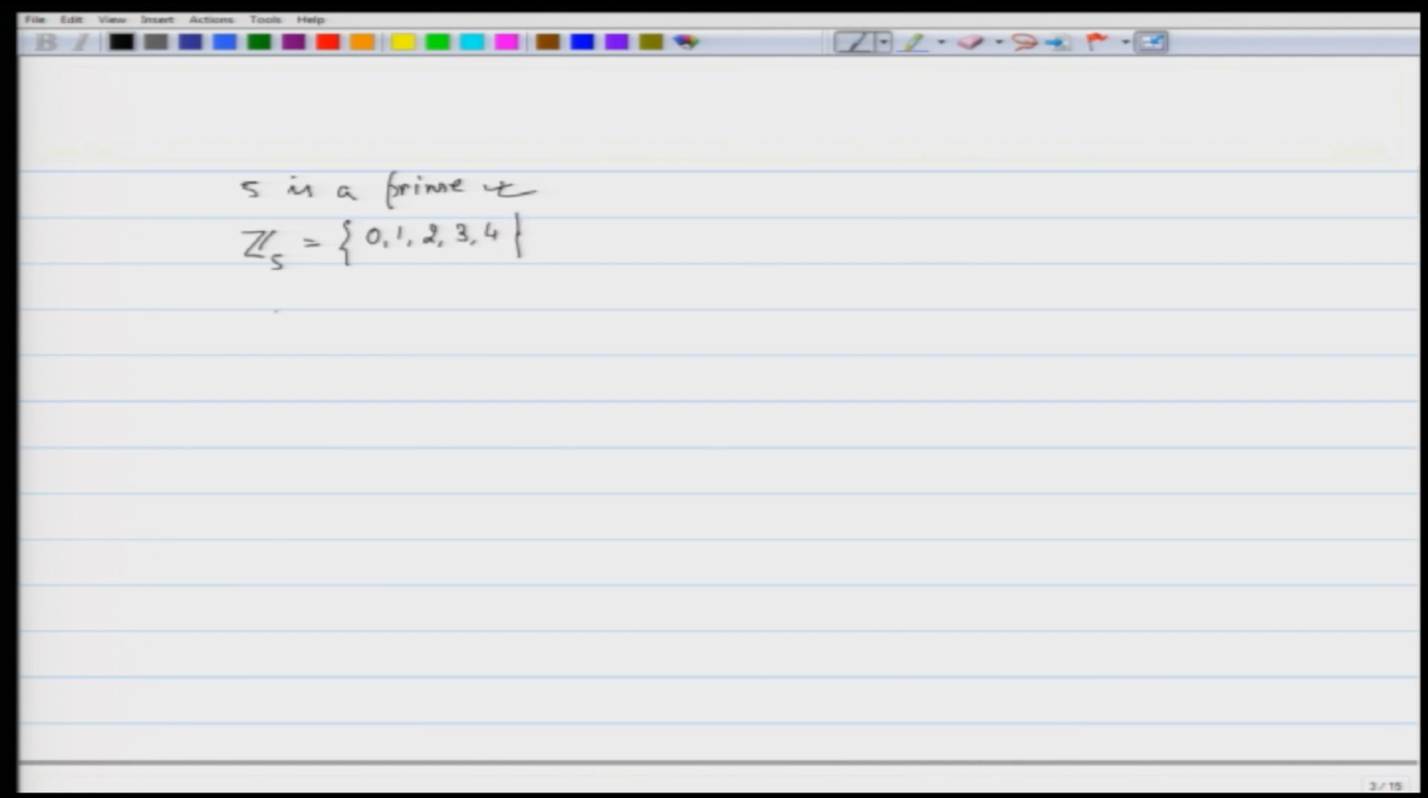The addition here is going to look like this. I should have written it slightly differently. Addition of 0 with 0, 1, 2, 3 and 4 will be 0, 1, 2, 3 and 4. With respect to 1, if I want to add, then it is going to be 1, 2, 3, 4. But now note that 1 plus 4 is supposed to be 5 as far as natural numbers are concerned, but 5 does not belong to Z5.